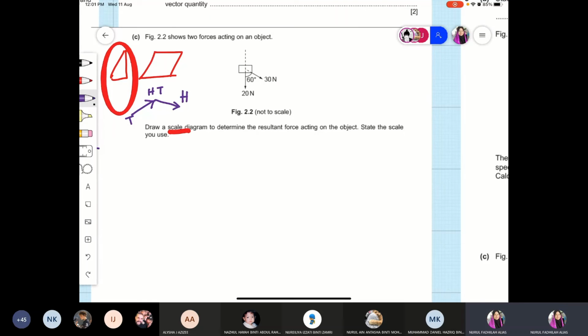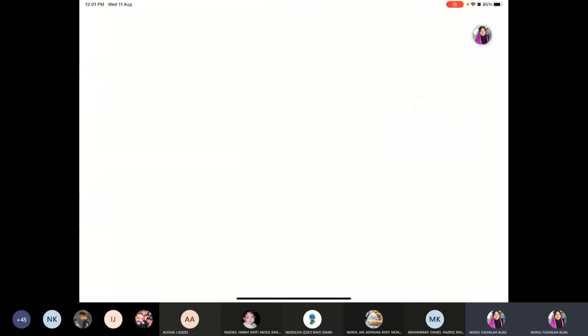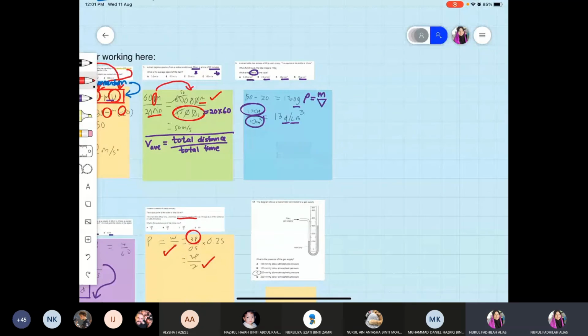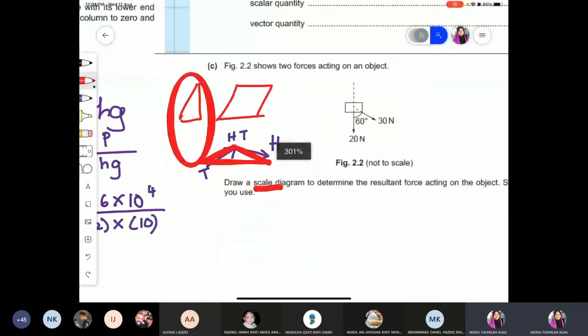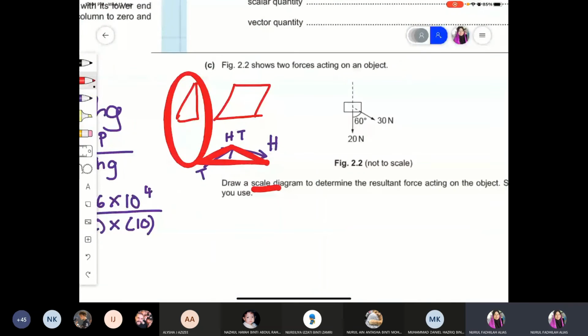Okay, now ini adalah the given vectors ataupun the given forces. The resultant force, so let's say this is the resultant force. So resultant force tu akan, aduh, saya tu salah tekan. The resultant force mestilah arah yang lain sikit lah.